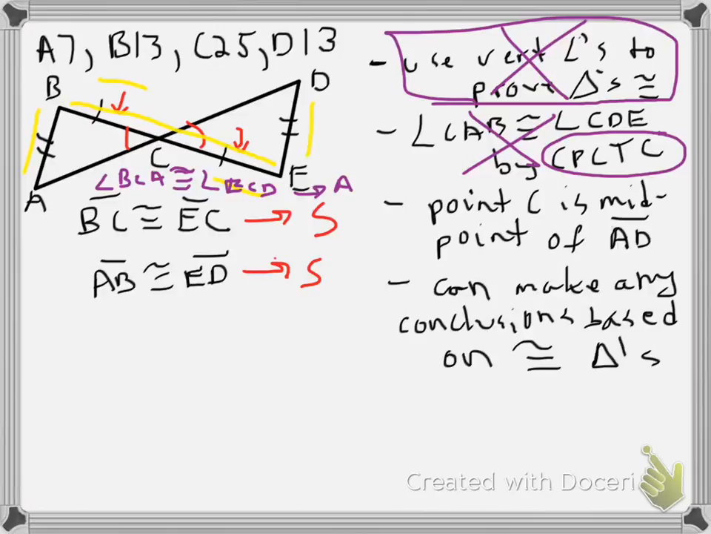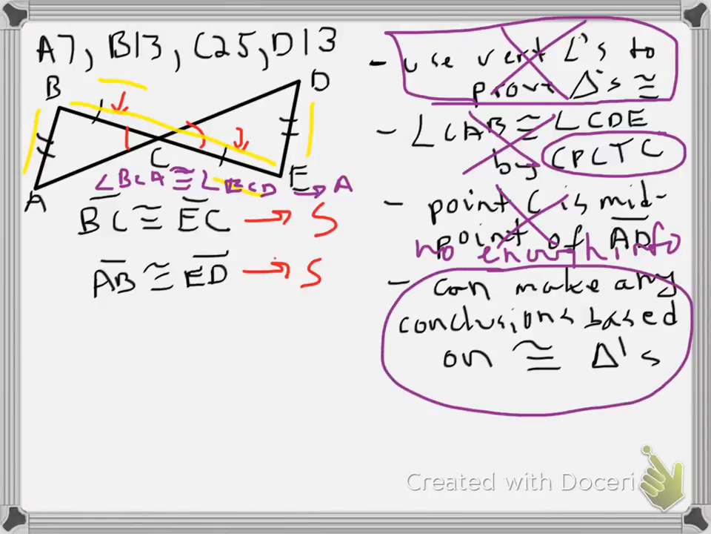So there's just not enough info for this. There's no markings on either side on AD. So AC and CD, we don't know what they are. So ultimately, you can't make any conclusions because you don't have any congruent triangles that you can prove. This is the best answer here.